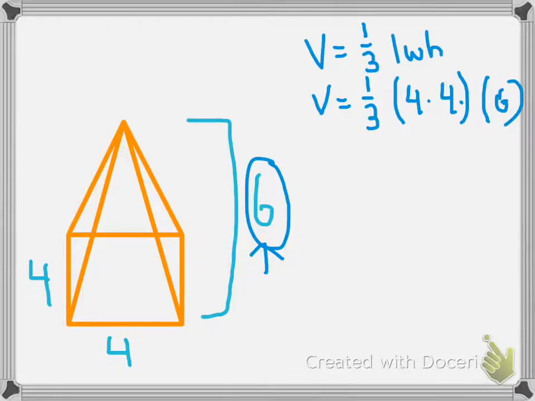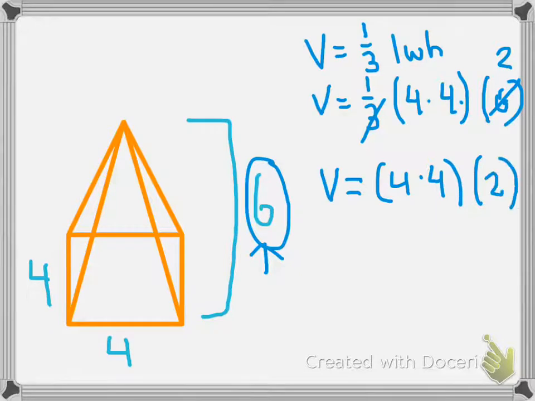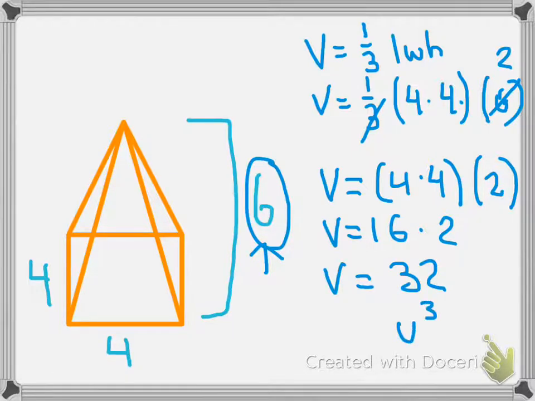Now which of these numbers is divisible by 3? 6 is. So we cancel out 3 and 6. And 6 divided by 3 is 2. So volume equals 4 times 4 times 2, since we eliminated the 1/3. So volume is 16 times 2. So volume is equal to 32 units cubed. And that, folks, is the answer.